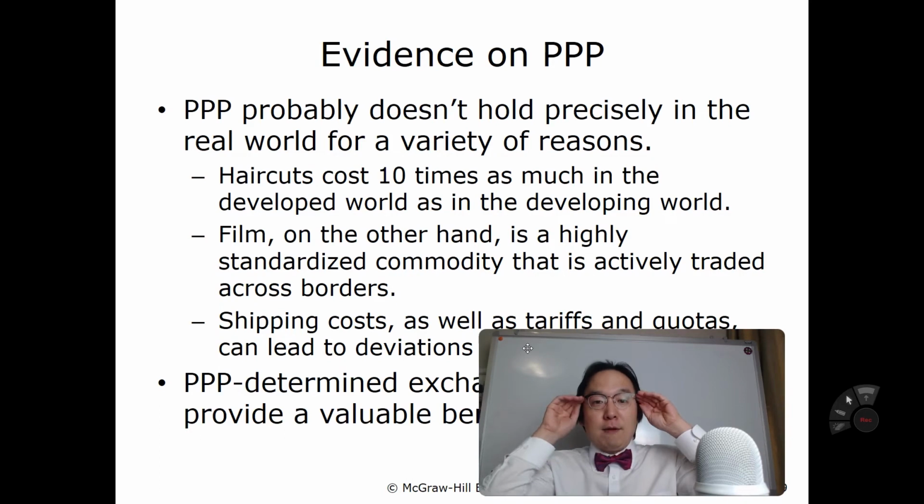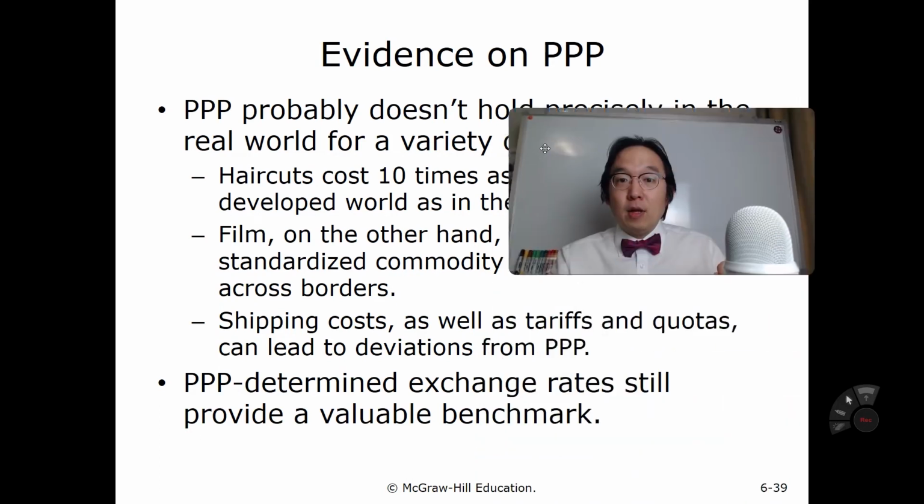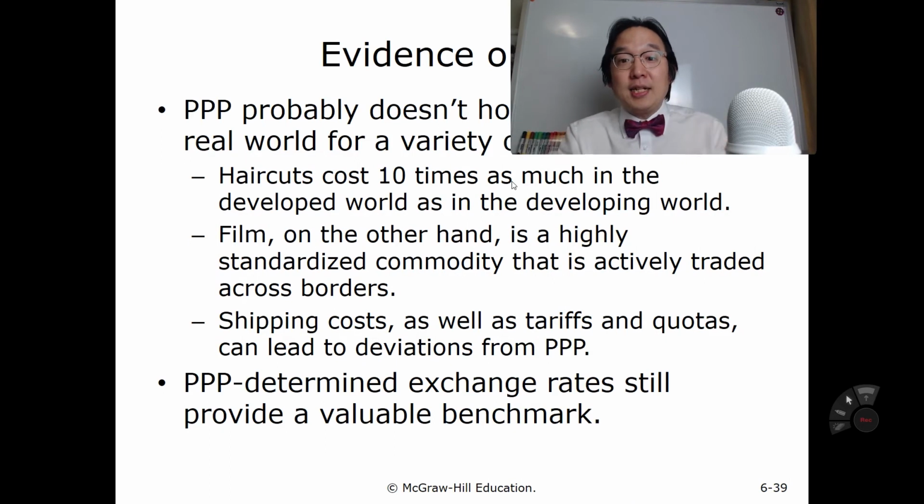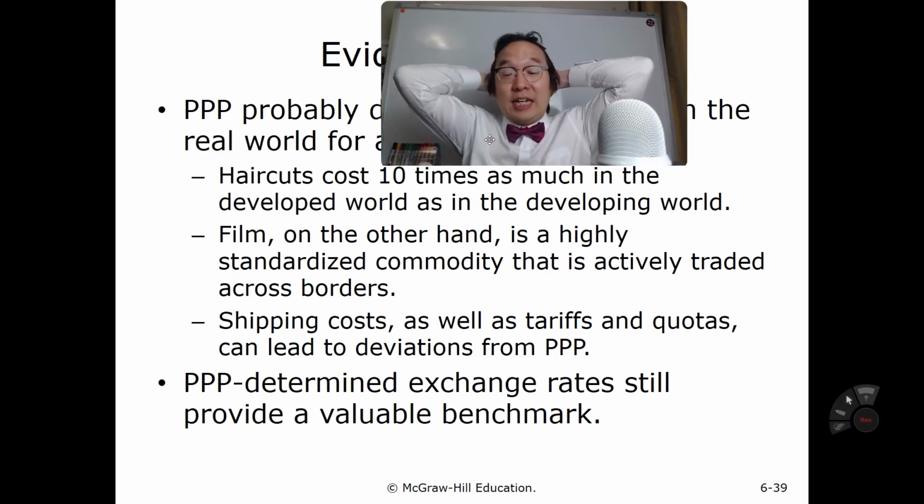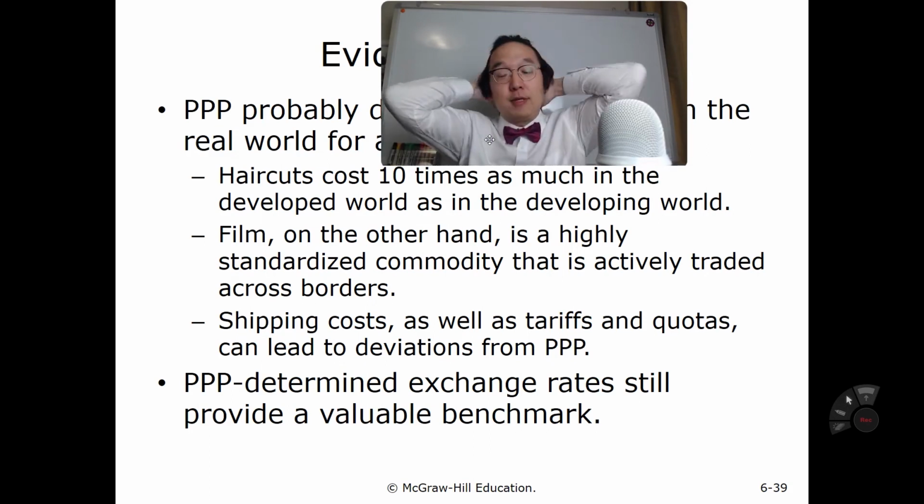Okay, and film or movies. Film, on the other hand, is a highly standardized commodity that is actively traded across borders. So the films, those movie tickets, don't they have to have the same price? Maybe the differential may be smaller. Hollywood blockbuster, right?